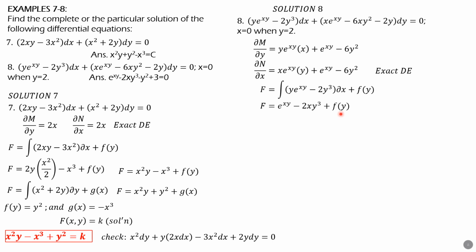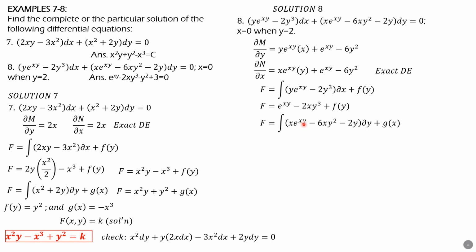Or the other way is the integral of this expression here, a function of xy, then plus g of x. So this time y is the variable, so it is e to the u, then the differential of xy with respect to y is x, which is this. So this is in the form e to the xy times x partial of y, which is e to the u du. So the integral is just e to the u, or e to the xy.